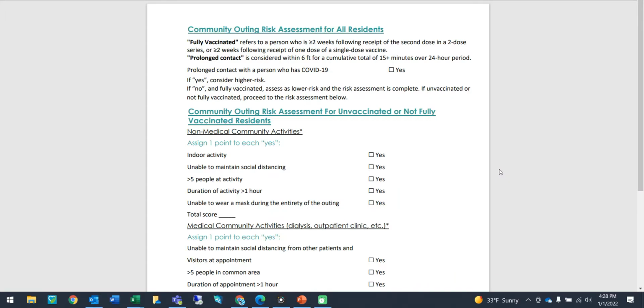Hello team, today we're going to go over the Community Outing Risk Assessment for all residents. We have been using this form since July of 2021, so this should look very familiar to you, but it's always good to have a refresher. I'll get a few definitions out of the way.